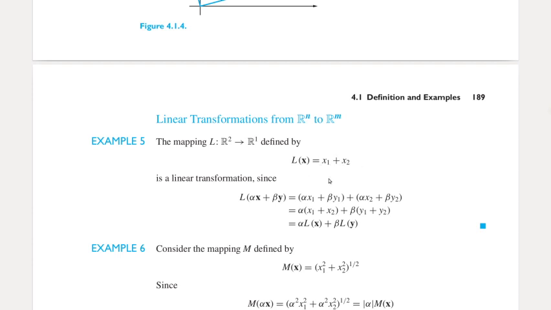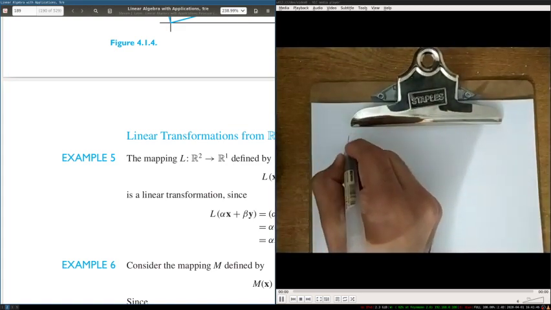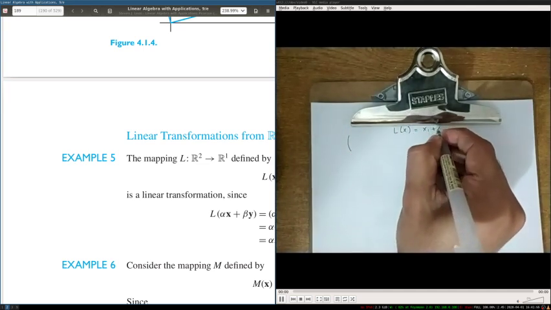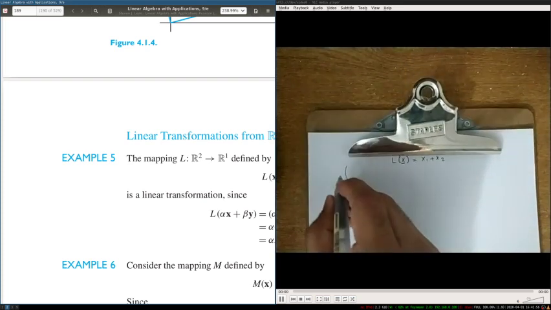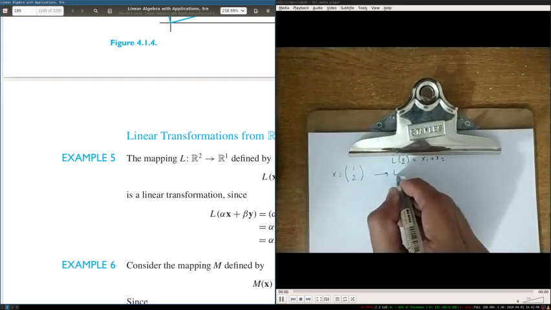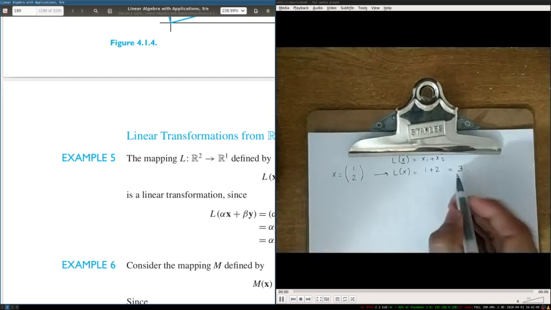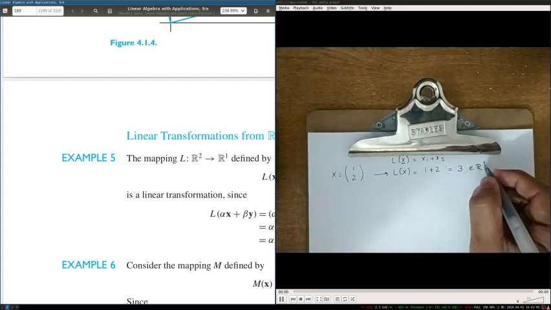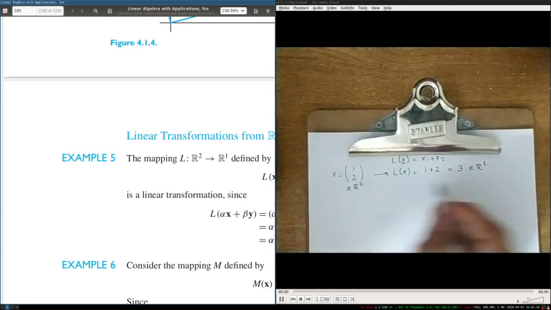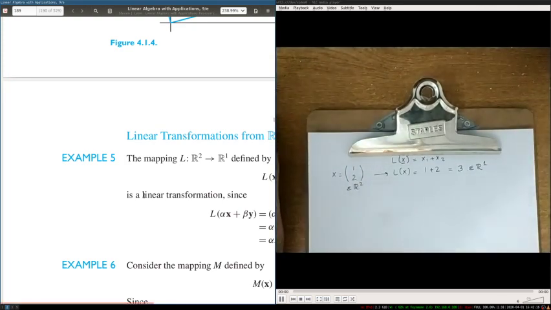So for example, now I have a new transformation, L of x equals x1 plus x2. Then if I have the vector 1, 2, then the linear transformation of that vector is simply 1 plus 2, which is 3. And this is of course in R1, and the input was in R2. The output is just a number, the input is a vector of two components. And again, you can check that this is indeed a linear transformation.